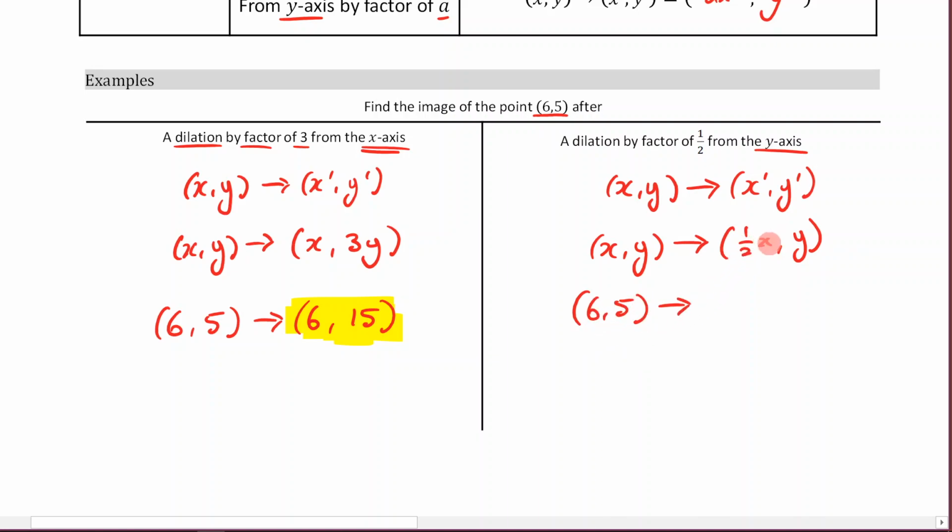I'm going to go a half times my x value. 6 times a half is 3. And my y is just going to stay y, just 5. That is going to be my answer.